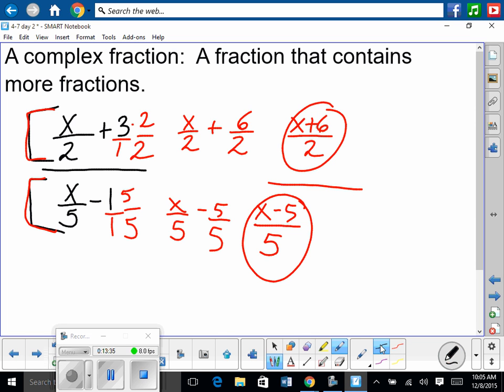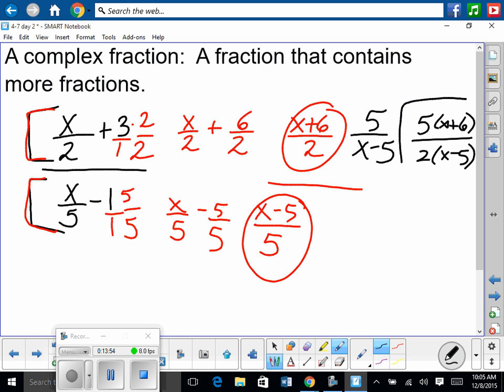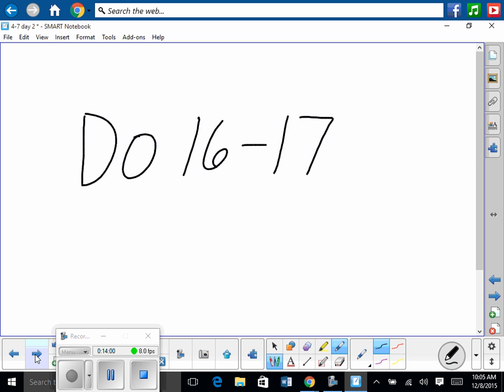So, dividing fractions is easy as pie. You flip the second fraction and multiply. So now I'm going to flip the second fraction, 5 over x minus 5. And then we multiply straight across, nothing divides out, right? So we have 5 times x plus 6 over 2 times x minus 5. And we're done. Do you get how to do it though? Simplify the top, simplify the bottom, then dividing fractions is easy as pie, flip the second and multiply.